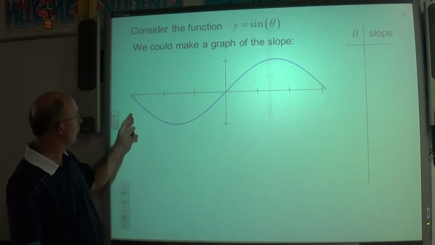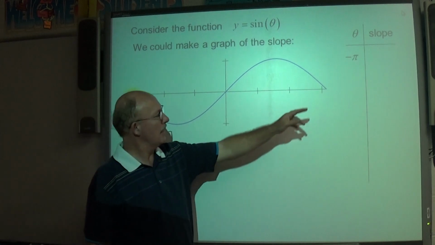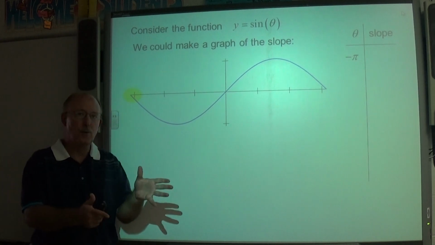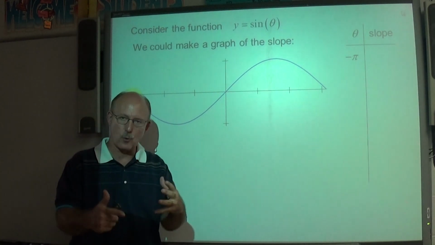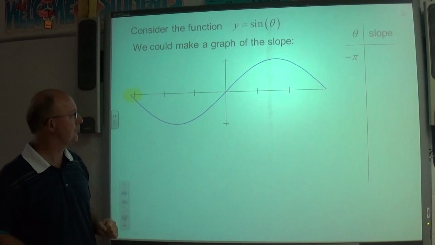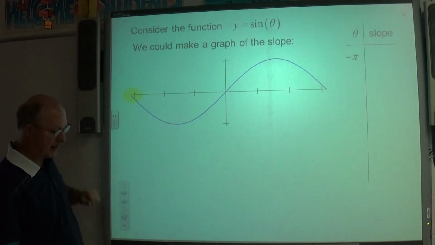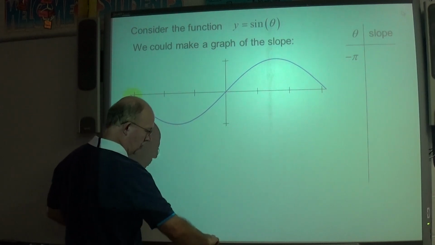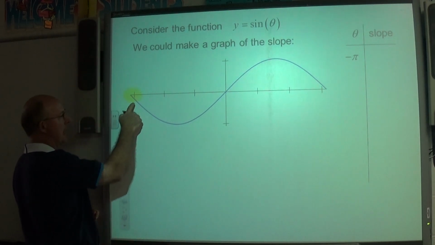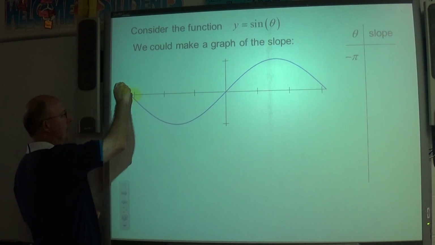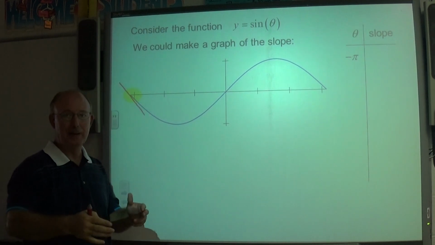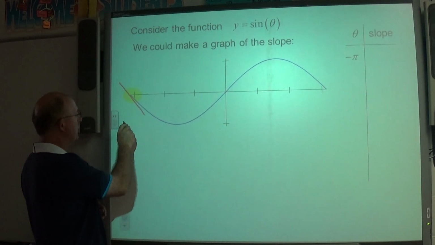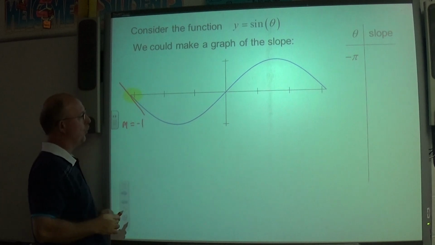So let's start off over here. Let theta be negative pi. So over here is negative pi. Now, what I'm looking for is a graph of what will be the derivative of the sine function. If you look at the graph right here, the slope at negative pi, if you can imagine drawing a tangent line to the curve at this particular point, first of all, it's going to be a negative slope, right? And it would be just like this here. As a matter of fact, the slope here would be equal to negative 1.